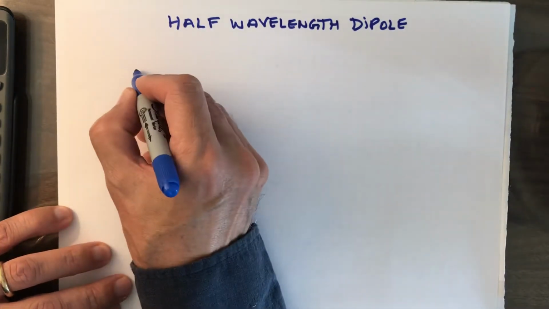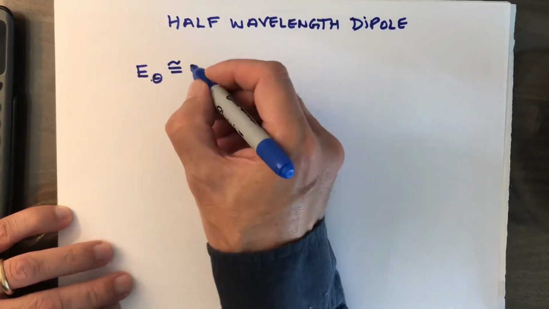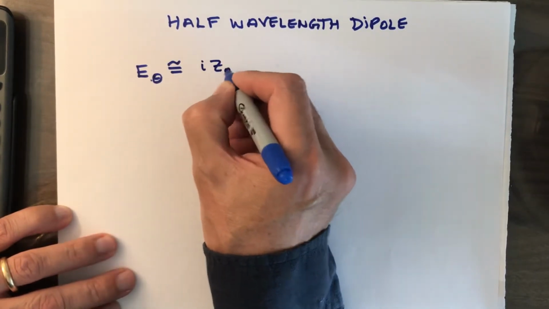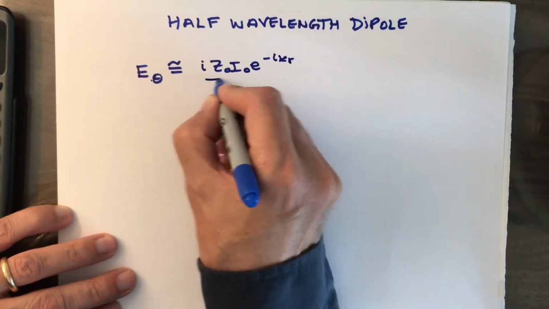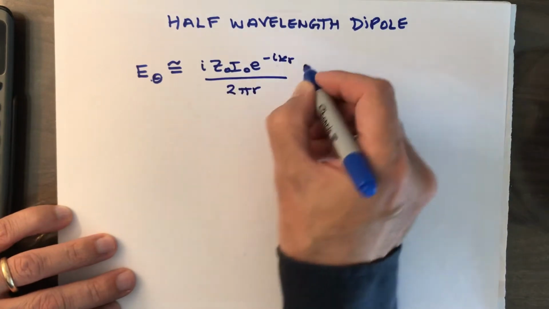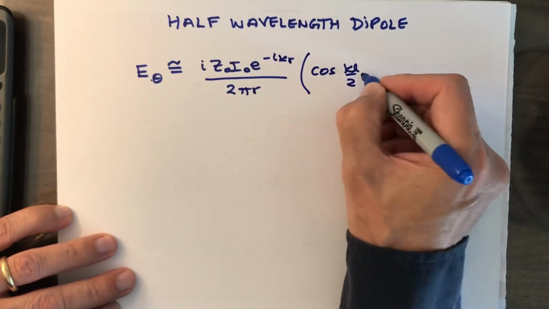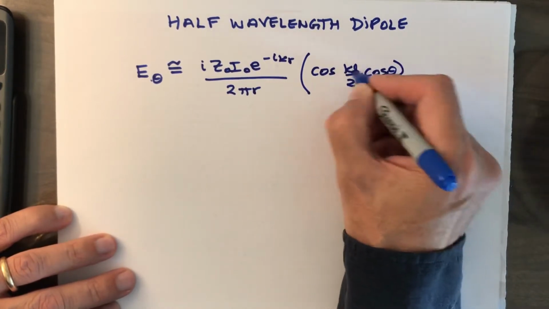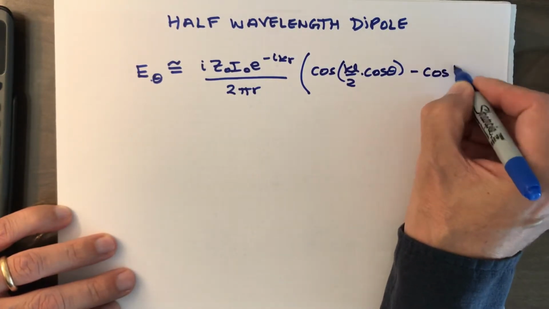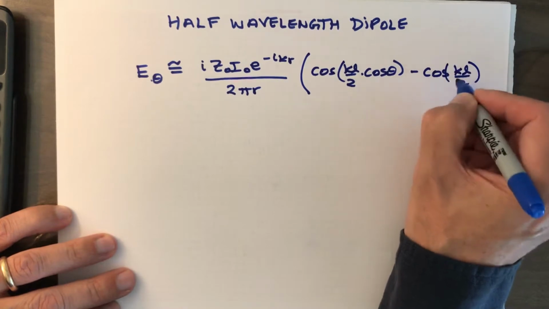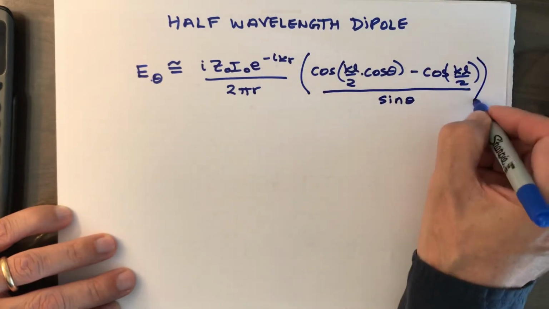quite useful. So from previous derivations, we know that the electric field in the theta direction is equal to i times the characteristic impedance Z naught times I naught e to the minus ikr over 2 pi r times an interesting term called cosine of (kl over 2 times cosine theta), so that's the cosine of the cosine term, minus cosine kl over 2, quantity divided by sine of theta.